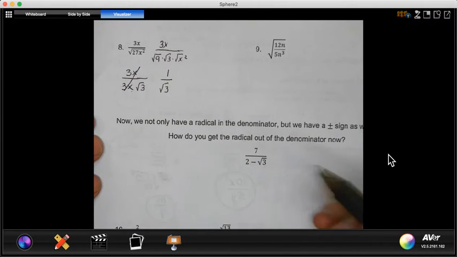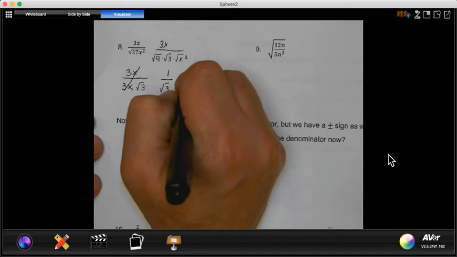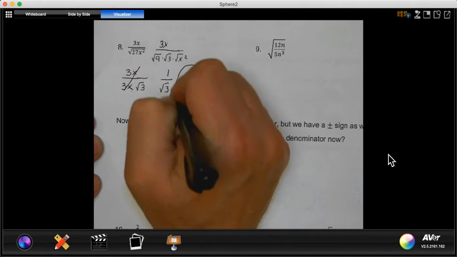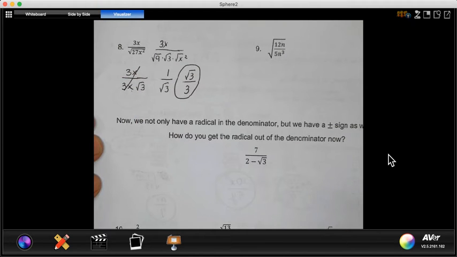Now take the root 3 and do our little rationalizing trick. You just bring the root to the top and then drop the root in the bottom. So there's your answer. Okay?